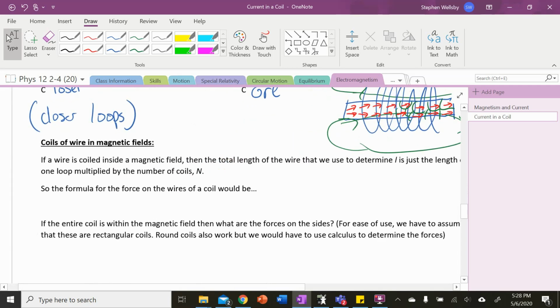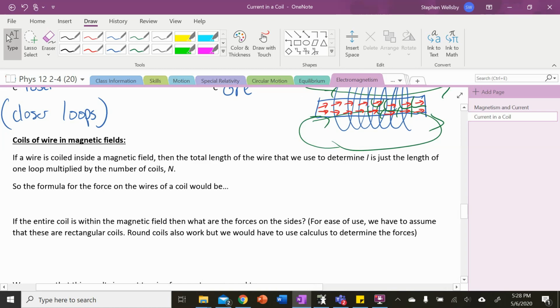If we have a wire inside a coiled magnetic field, the total length of wire that we would use to determine L is just the length of one loop multiplied by the number of coils. So the formula for a coil of wires, we saw this formula last class, F equals BIL. Remember, this is the magnetic field, the current, and the length of wire. So if we have a number of different loops, then we're just going to have BIL times N. This is the force on a single wire, B times I times L, and we're going to multiply that by the number of wires, which is our capital N.